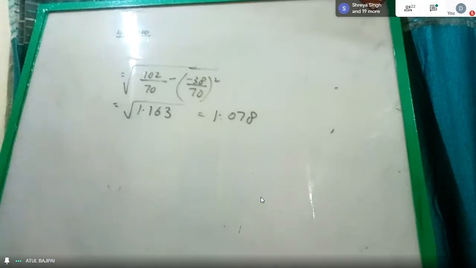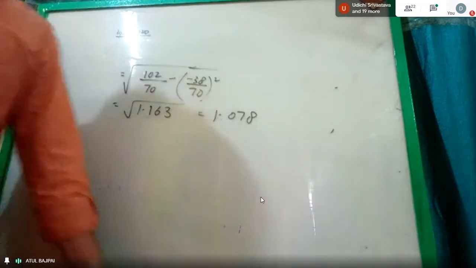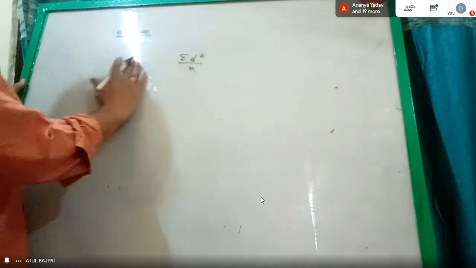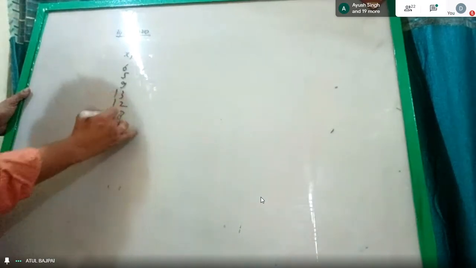Clear everyone? Now one more formula for standard deviation, and this time only x is given. You have one formula, the previous one where we write sigma d square upon n. Yes, remembered? Variance. Now write down the data. X is 6, 5, 9, 13, 12, 8, 10.